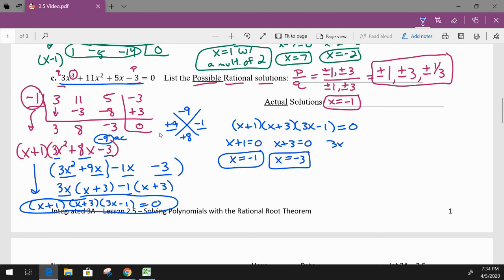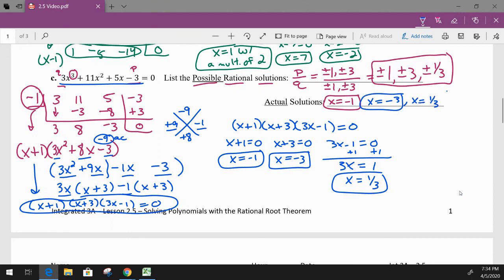If we take the 3x minus 1 and set that equal to 0, add 1 to both sides, then you get 3x equals 1, divide by 3, and x equals 1/3. All right, so our 3 actual solutions are x equals negative 1, x equals negative 3, and x equals positive 1/3. And they do happen to be in this list up here of possible rational roots.